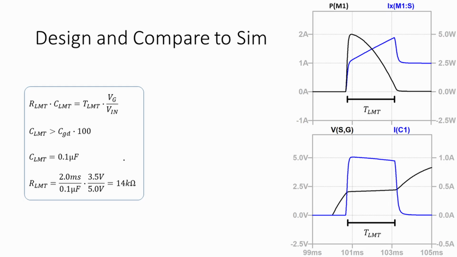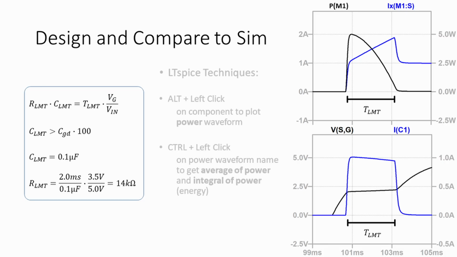Then we can compute R limit just by plugging in the values. This means that the charging current for C limit will be Vg over R limit, or about 250 microamps. Plugging this into our sim gives the plots shown.